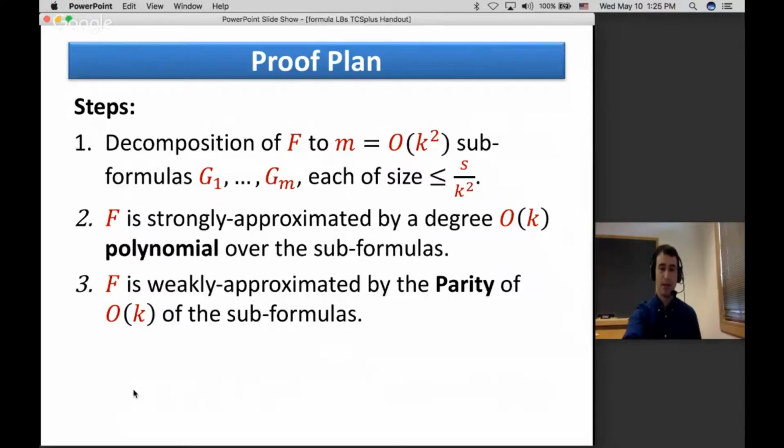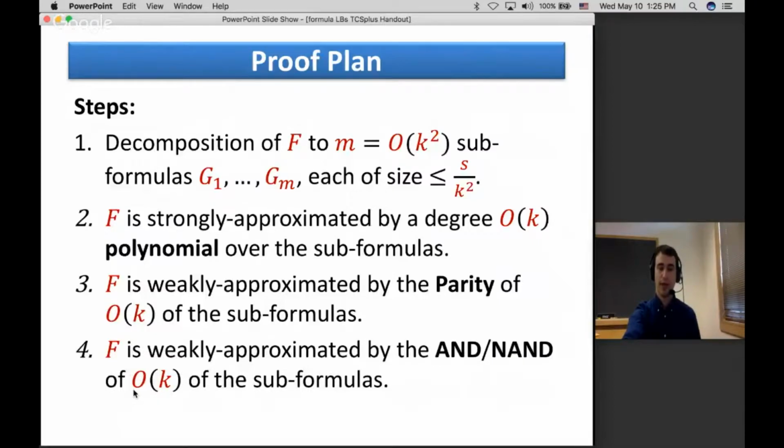So it seems that we haven't got much in the third step, but really we are very close to the end. From the third step, it's not too complicated to show that you can also approximate f by the AND of k of these subformulas. And this would really give us a formula of size k times s over k squared, which is s over k. And this would be really what we wanted. So this was the proof plan, and now we will see each step in more detail.